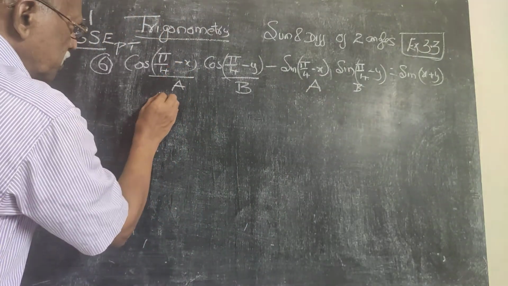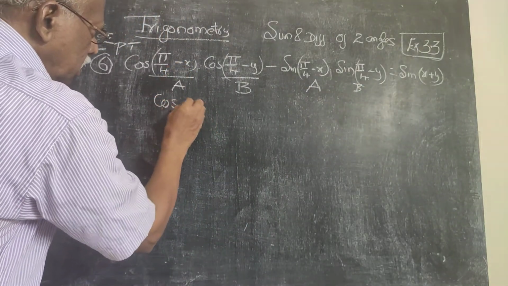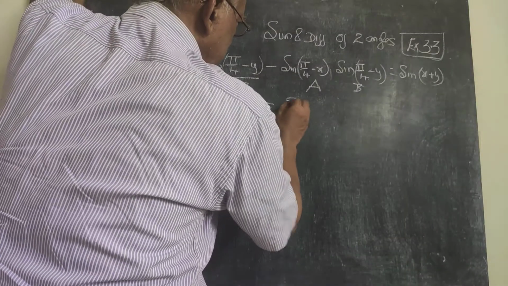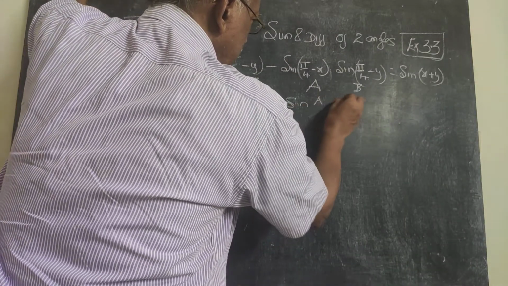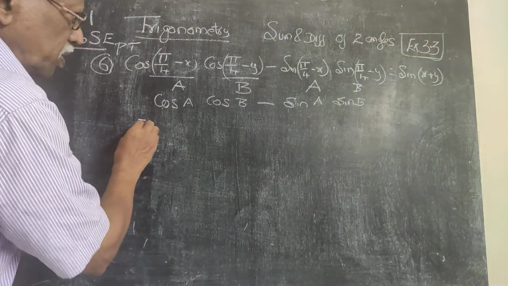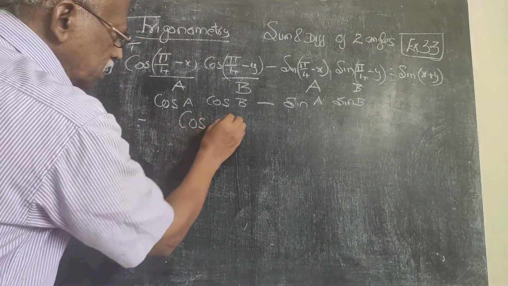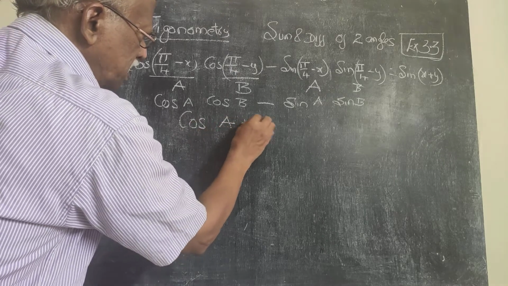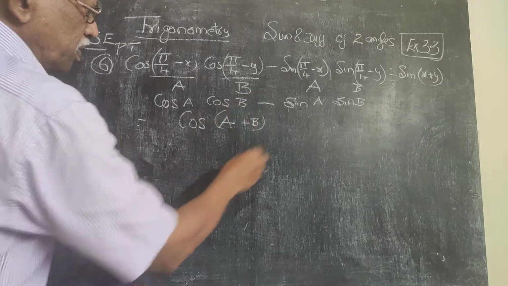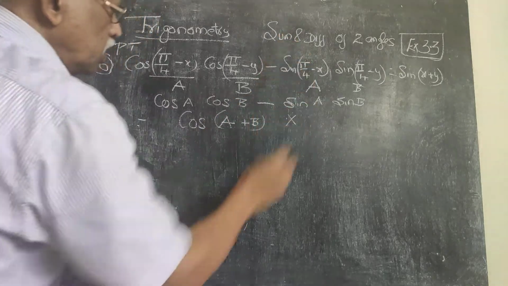So this is in short cos A cos B minus sin A sin B. If it is cos A cos B minus sin A sin B, then that is cos of A plus B. Cos(A + B) is cos A cos B minus sin A sin B. You must remember this formula.